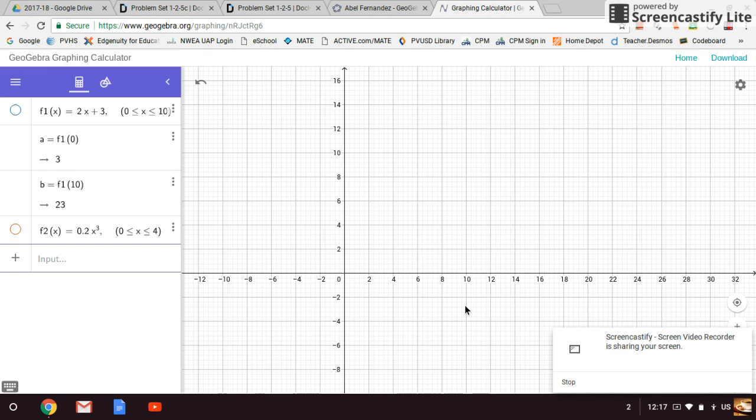Okay, welcome back, students. This is part 2 of problem set 1, 2. We left off, we wanted to evaluate the endpoints of this function here.